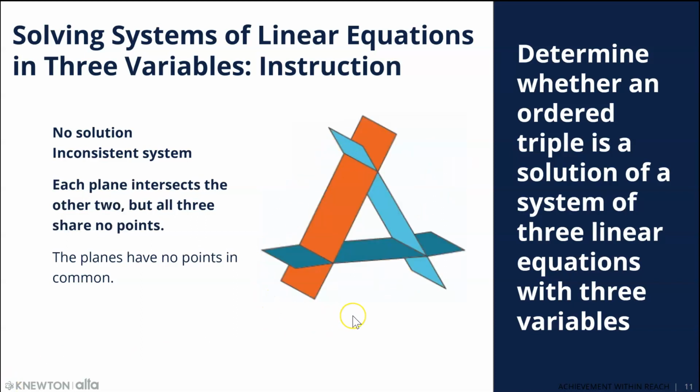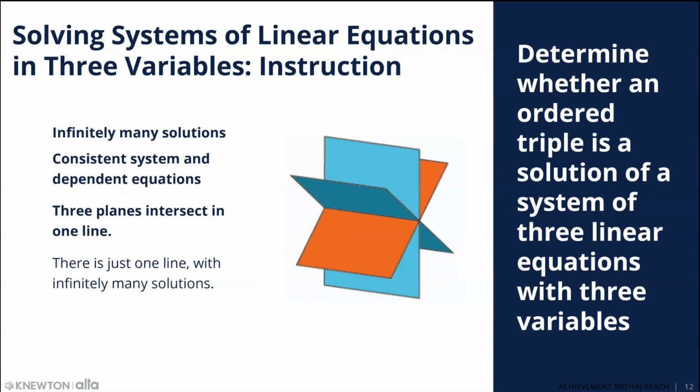And in this case too, there is no solution to a system of linear equations in three unknowns when the graph of the three planes looks like this. Each plane intersects the other two, but all three planes do not have points in common.